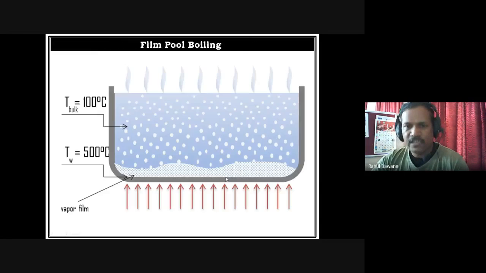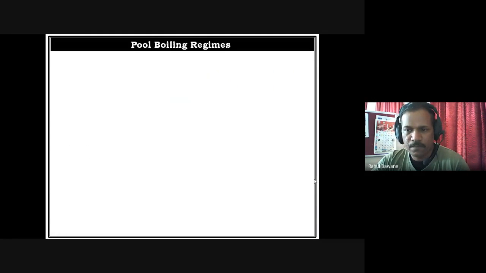But when a complete vapor film is formed on the heating surface, in this case the rate of heat transfer by convection is not that strong, but by radiation it is tremendously high. So again, heat transfer increases when stable film pool boiling is there.